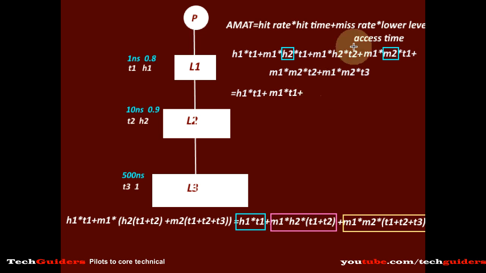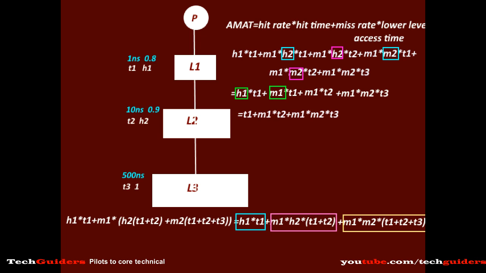Now H2 plus M2 is equal to 1. Hit ratio plus miss ratio equals 1. So we shall take M1 T1 out from these two, and we shall take M1 T2 out from these two. Again H1 plus M1 is equal to 1. Hence the equation is T1 plus M1 T2 plus M1 M2 into T3.